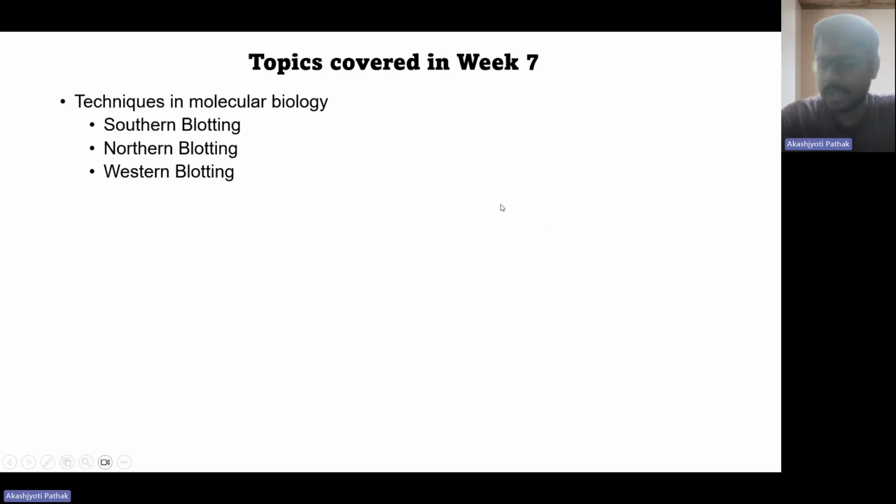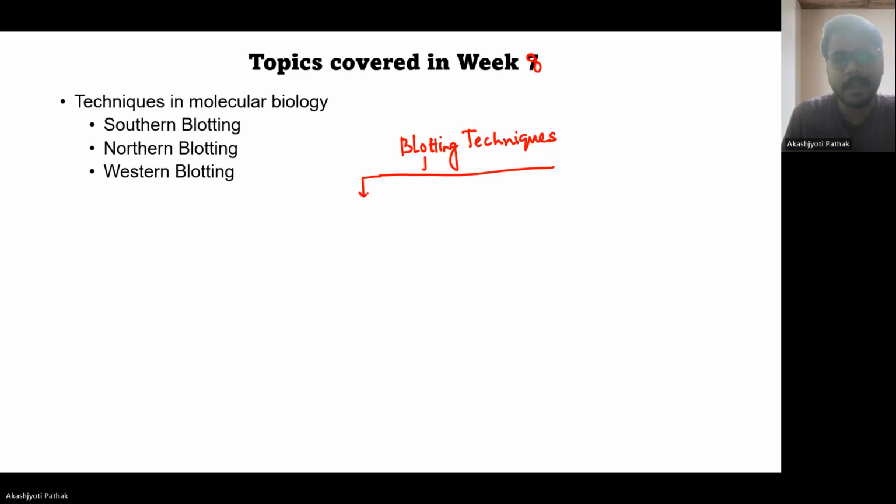So let's first quickly have a brief recap of what we learned in week 8. In week 8, we learned mainly about the blotting techniques. Now we are moving on to the various techniques which are used in molecular biology. One of them is blotting. So what is blotting? There are basically four types of blotting, as was discussed in the lectures also.